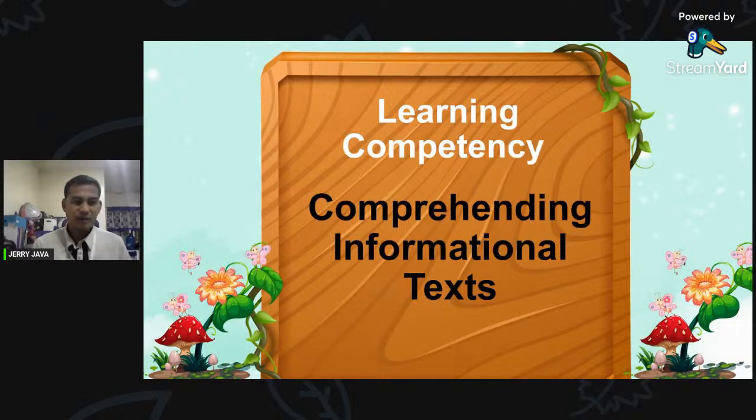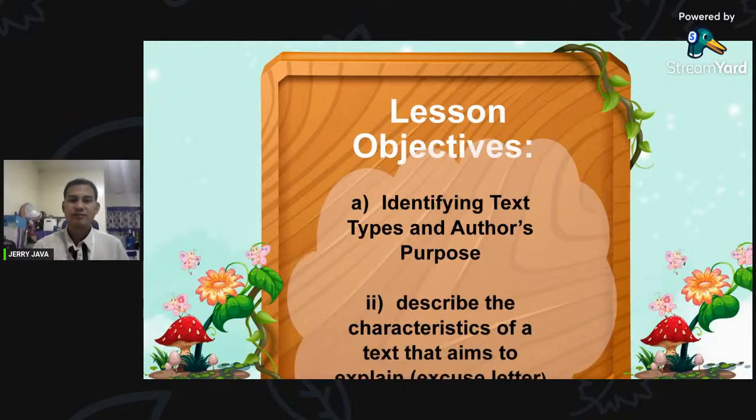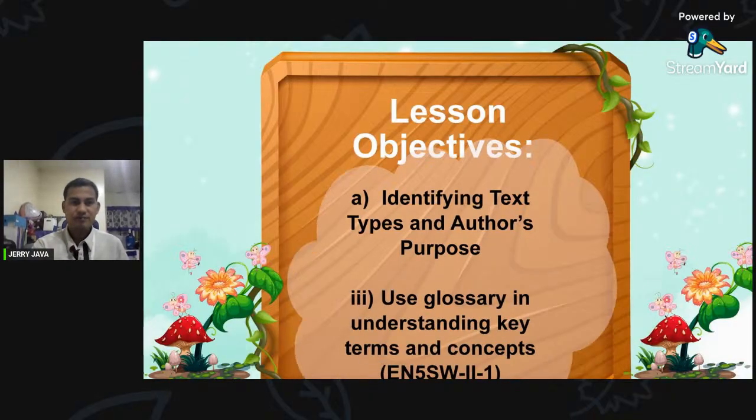It's about our learning competency. It's about comprehending informational texts, especially explanatory texts. Our objectives: one, identify text types and author's purpose; determine the important details of an explanatory text; describe characteristics of a text that aims to explain; and use a glossary in understanding key terms and concepts.